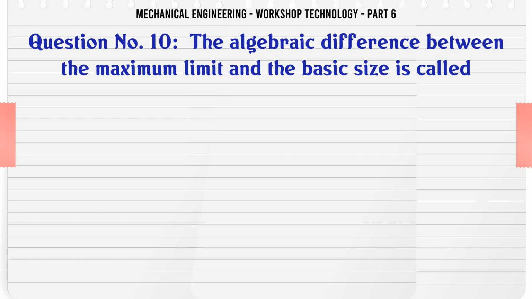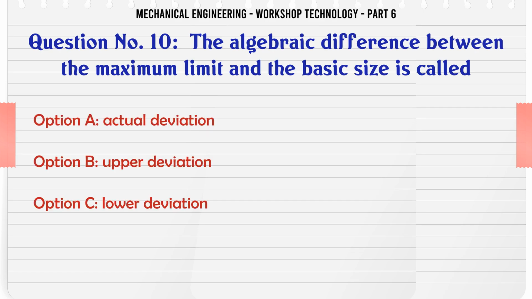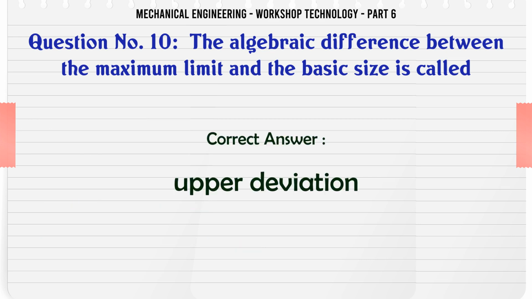The algebraic difference between the maximum limit and the basic size is called A. Actual deviation. B. Upper deviation. C. Lower deviation. D. Fundamental deviation. The correct answer is upper deviation.